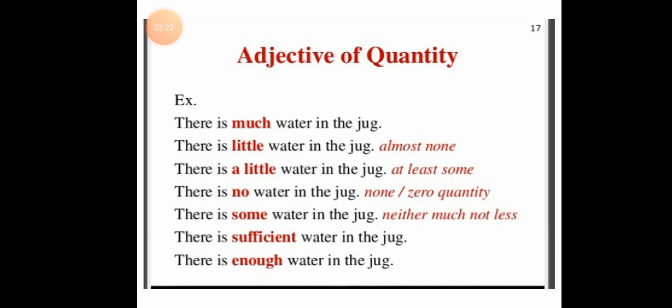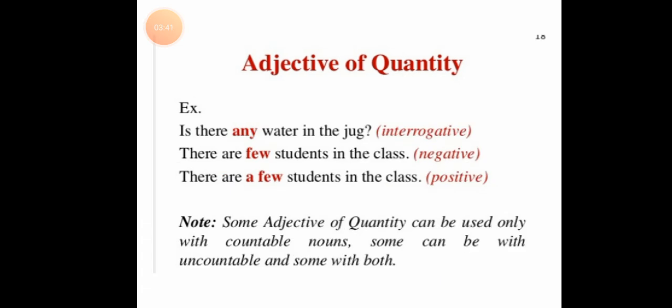There is a little water in the jug, at least some. There is no water in the jug, none, zero quantity. There is some water in the jug, neither much nor less. There is sufficient water in the jug. There is enough water in the jug. All the highlighted words show adjectives of quantity. See some more examples: is there any water in the jug? There are few students in the class. There are a few students in the class.